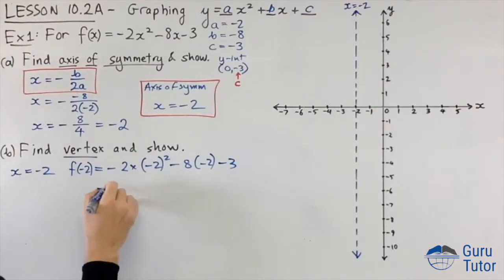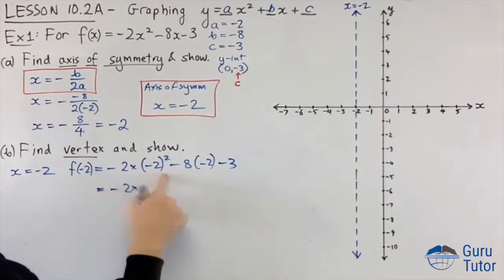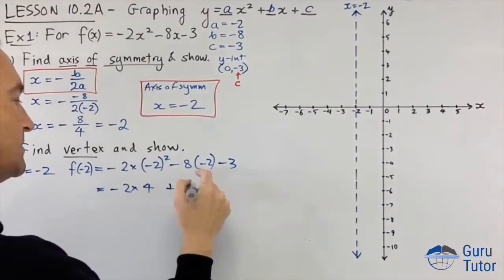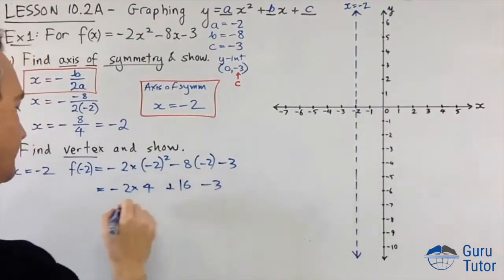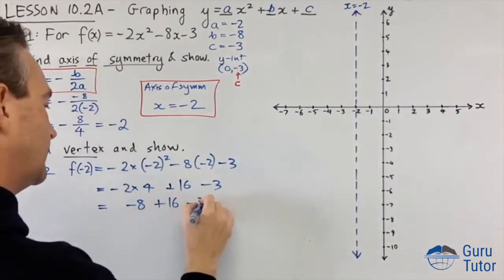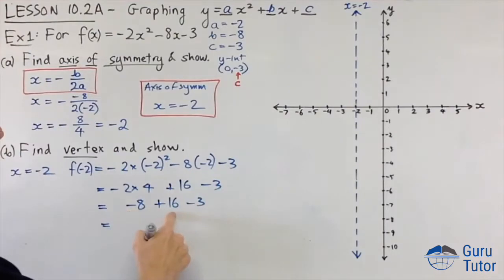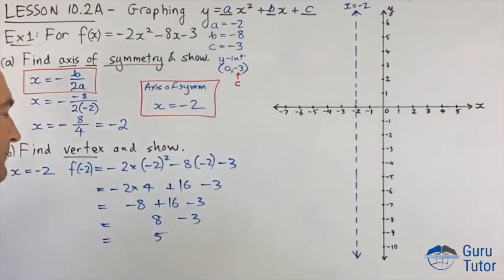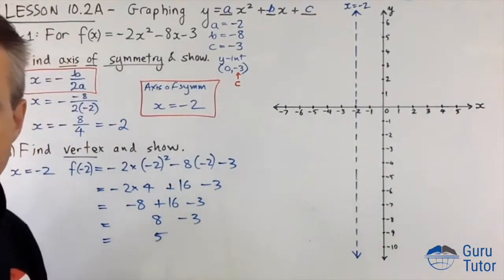Now let's go through and just use our order of operations, our PEMDAS or our BEDMAS, and evaluate this. -2 times -2 squared is plus 4. The negative is getting squared as well. Minus times minus, plus 16, minus 3. Take the steps here. Don't do this all in one step because you'll probably get it wrong. Minus 8 plus 16 is 8, minus 3, which is 5, and we get that value there of 5.